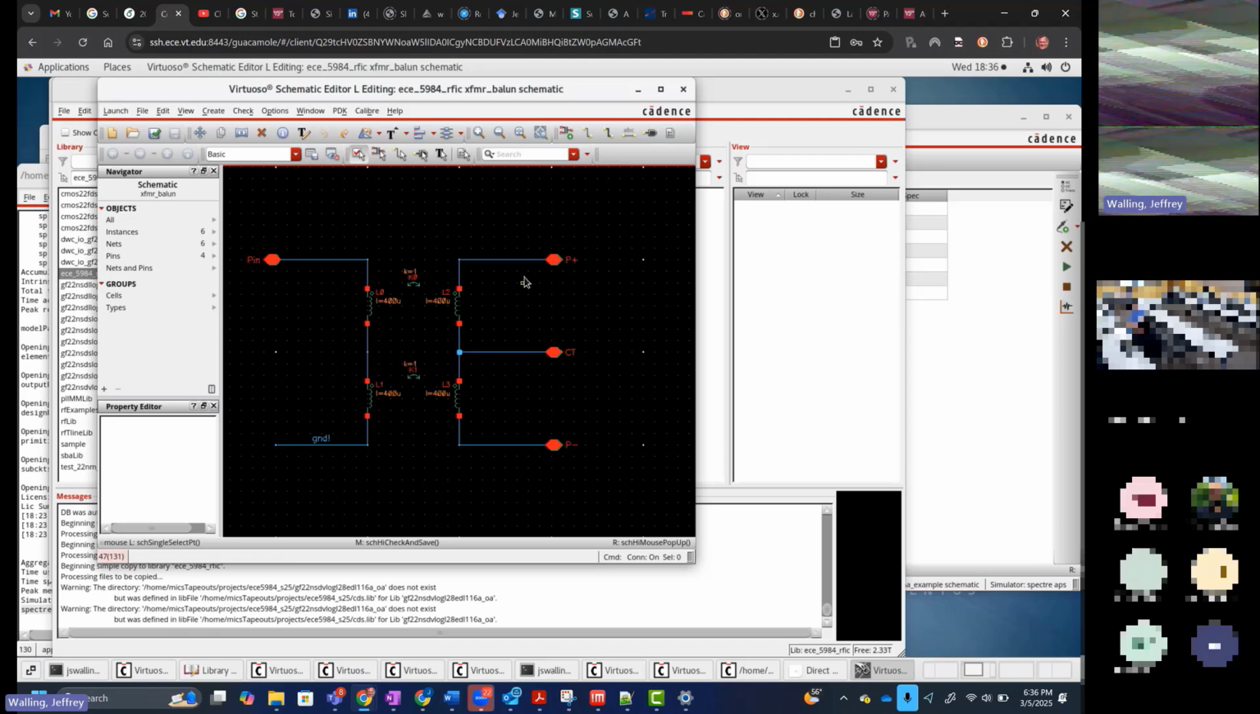So if I put a plus going signal in here, it'll be plus at P plus and minus at P minus. So in phase at P plus, out of phase at P minus.